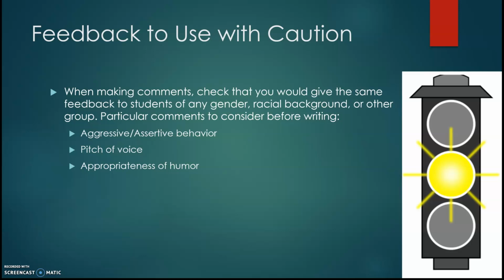In particular, be aware of comments about aggressive and assertive behavior, the pitch of a student's voice, or the appropriateness or inappropriateness of some humor they may have injected into the round. There are a lot of other ways where this can take place, but mostly those are some of the comments that we see sometimes that cause us to be a little concerned that not all our students are getting equal shakes.